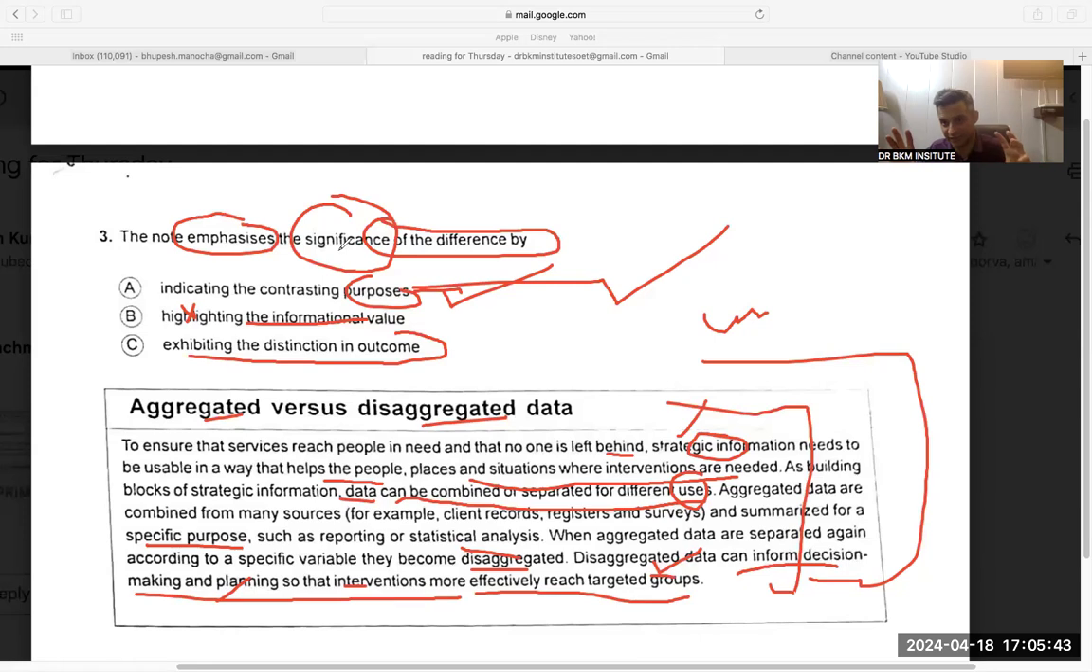Contrasting means difference. Like in TVs or in computers, we say contrast. Contrast is like black and white. It makes the images very distinct.